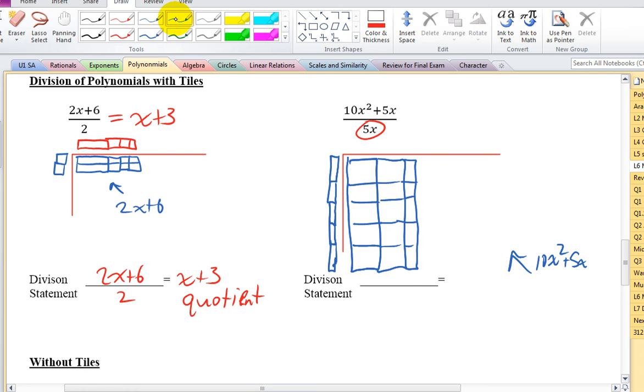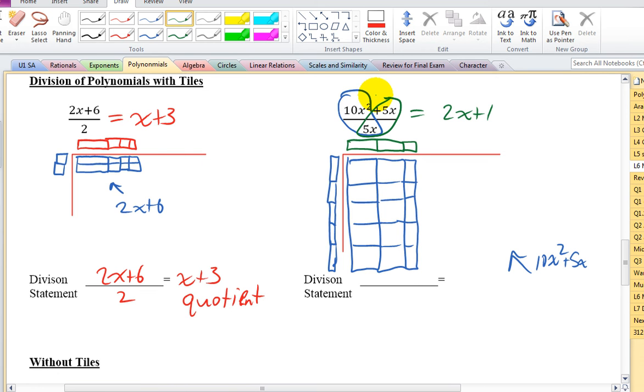So what's the answer? What's up top? Not 2x squared. Not 2x cubed. What's the length of the top? 2x plus 1. Okay, so this equals 2x plus 1. So what we're really doing is 2 divisions. We're dividing the first term by 5x, and we're also dividing the second term by 5x. So 10x squared divided by 5x, and 5x divided by 5x.